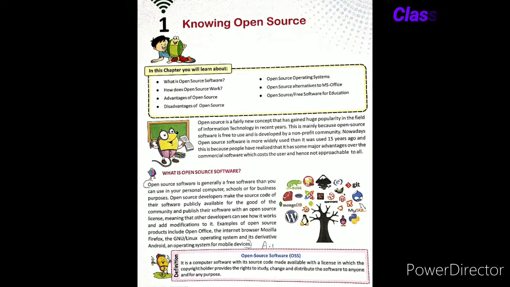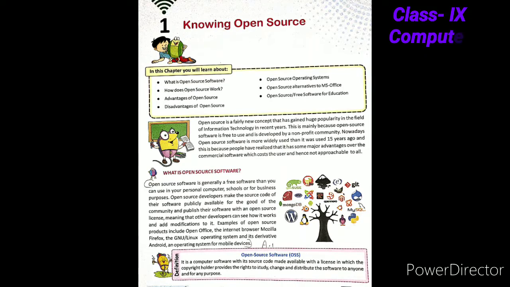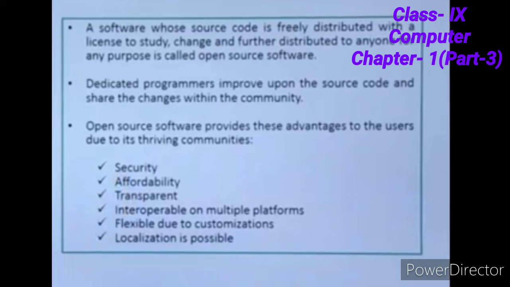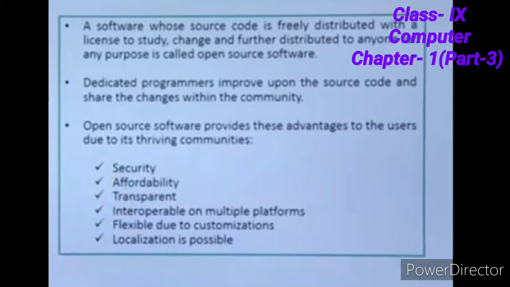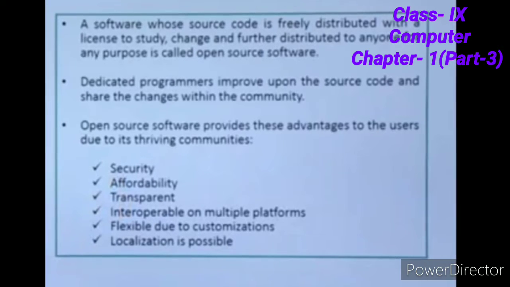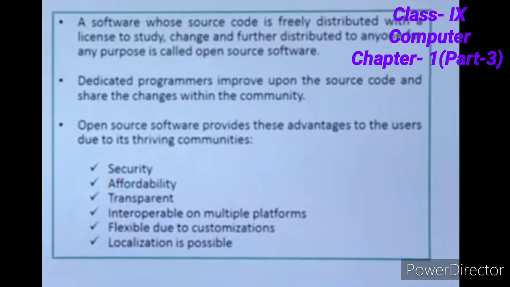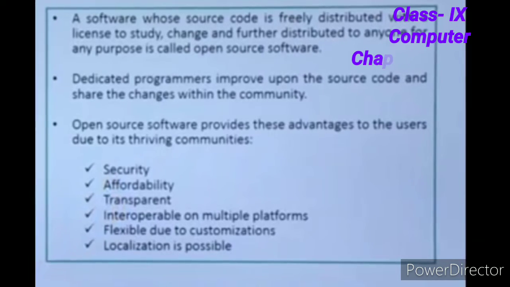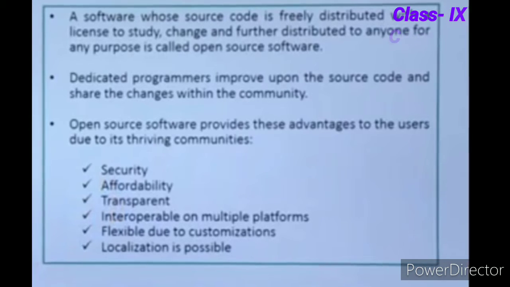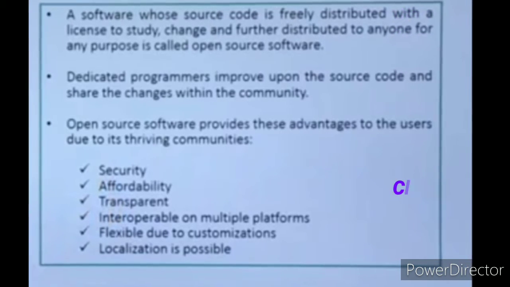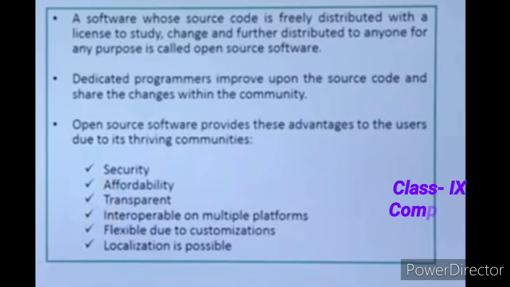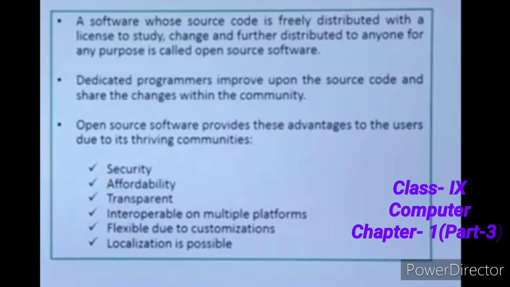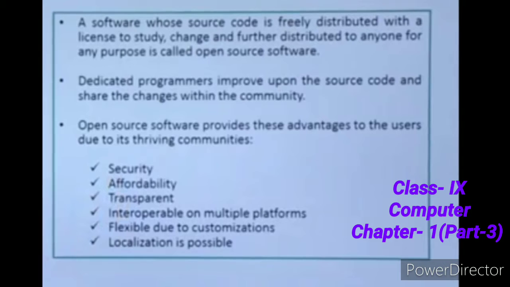Why is open source software made available? Because not everyone can pay for software. Dedicated programmers improve on the source code and share the changes within the community. So if you are using an open source software and you are a member of that community, then you will get to know what new changes are made in that software, and you can see the source code.